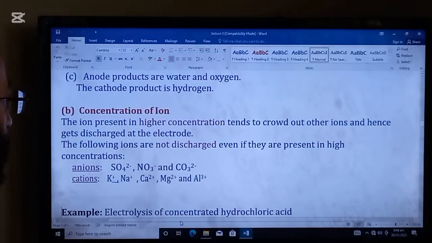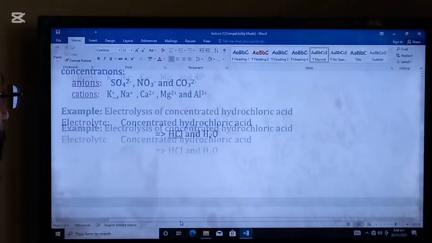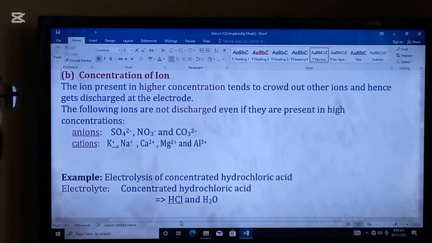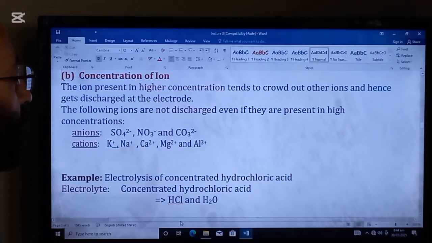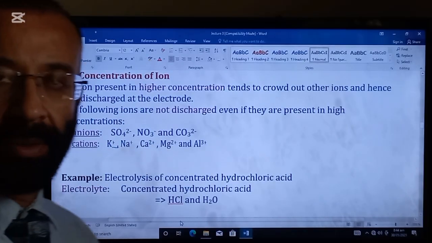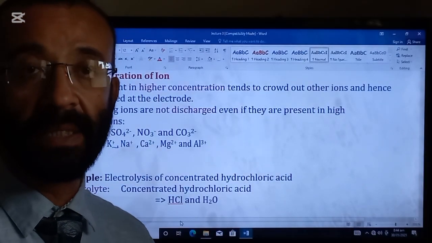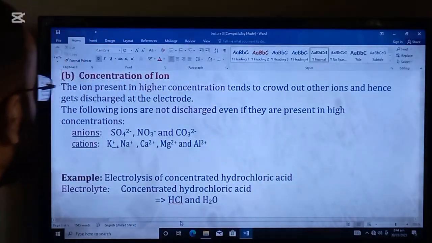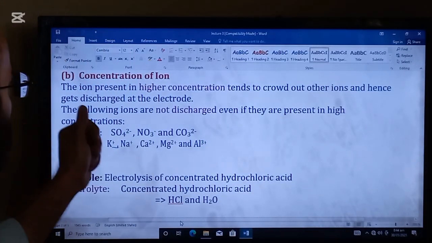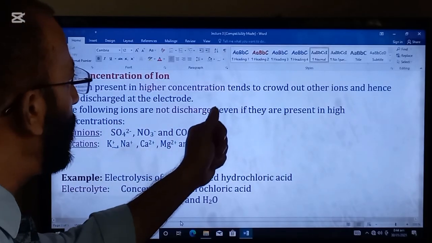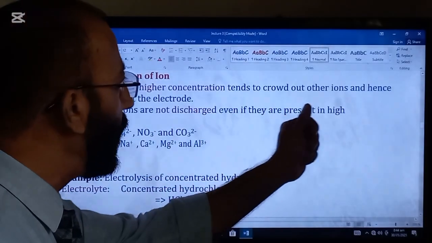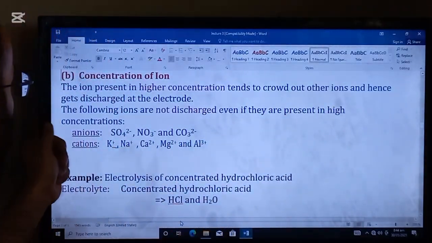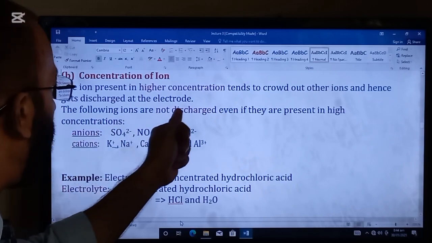Okay, the next factor for the discharge of the ions is the concentration of the ion. So concentrate yourself, students. This is the second factor which affects the discharge of the ions. The ion present in higher concentration tends to crowd out other ions and hence gets discharged at the electrode.